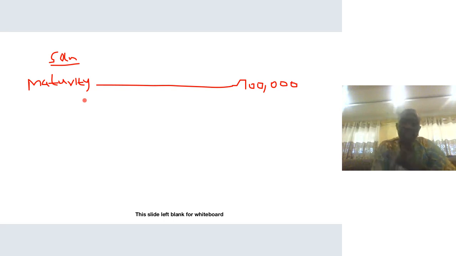So therefore, at 5% per period, that is the semi-annual rate, now we need to determine the present value of this 100,000 at this period.